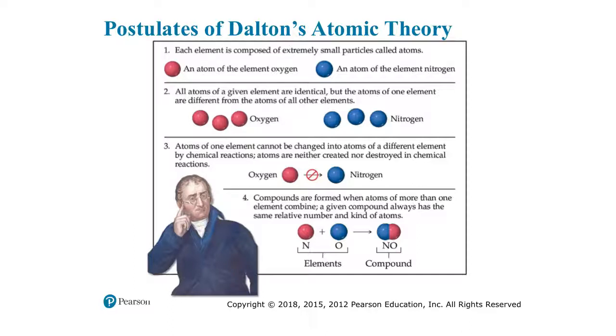Atoms cannot easily interconvert to each other, at least not by chemical means, so we're not able to convert oxygen into nitrogen and vice versa. But what we can do is change the types of bonds that might unite these atoms together.